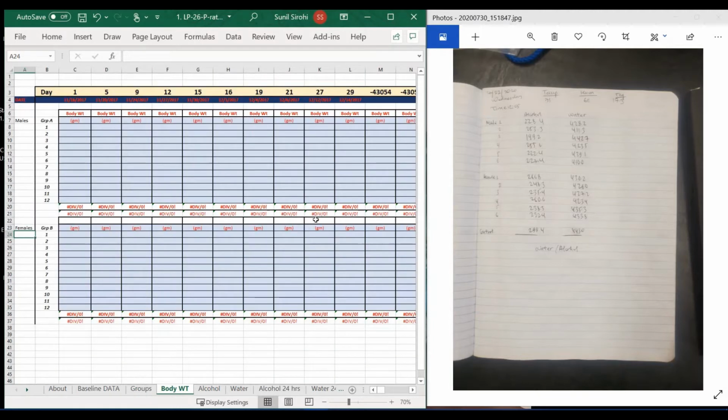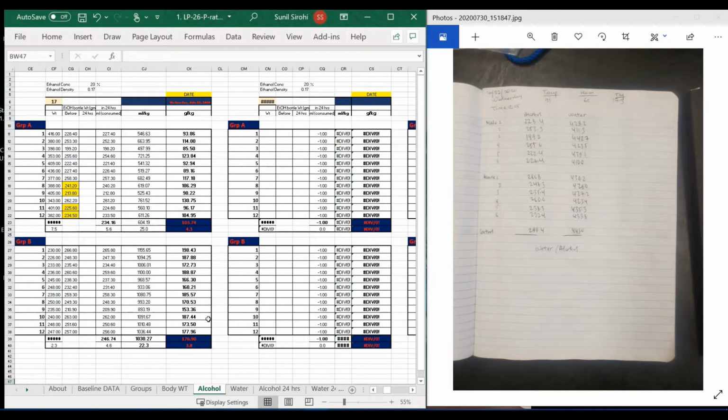And then body weight. We record animal body weight and put it here. Traditionally we are doing this bi-weekly, so 2 times a week we record the body weight of the animal. You put that date and then the body weight of the animal.